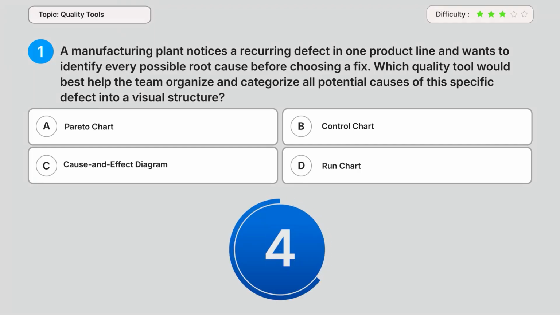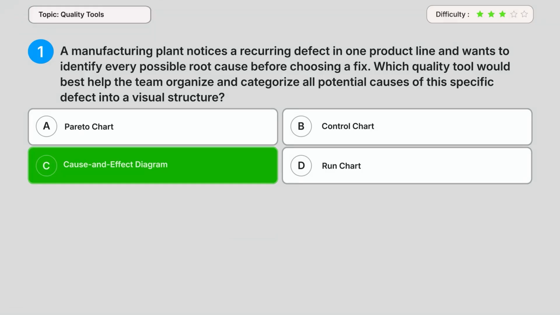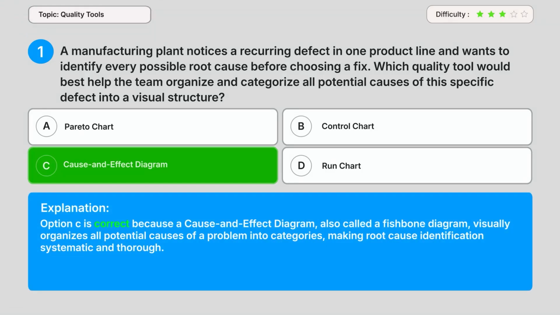What do you think is the answer? Correct answer, C. Cause and effect diagram. Explanation: option C is correct because a cause and effect diagram, also called a fishbone diagram, visually organizes all potential causes of a problem into categories, making root cause identification systematic and thorough.